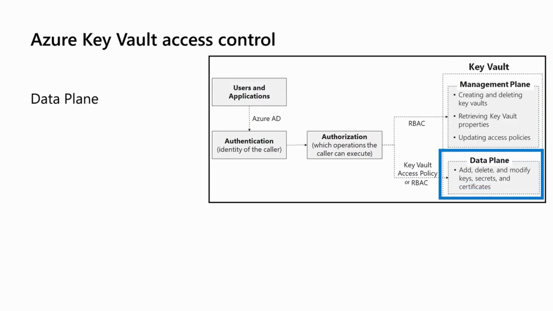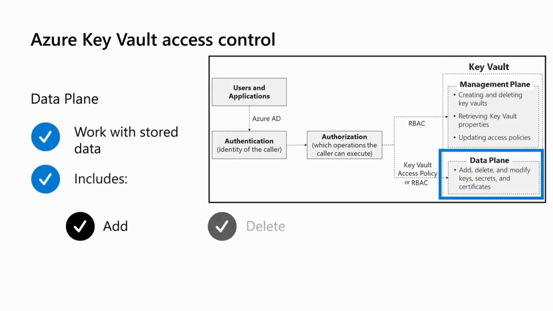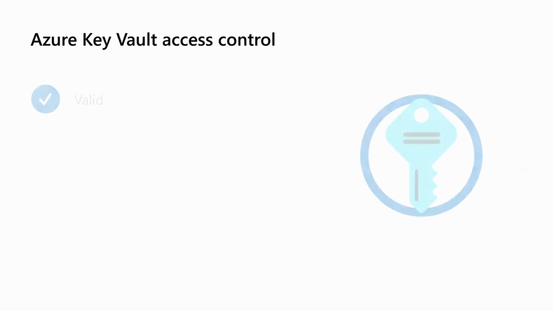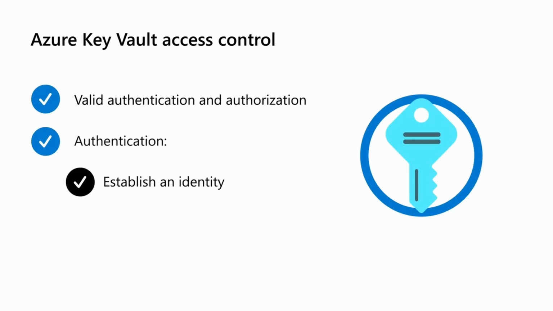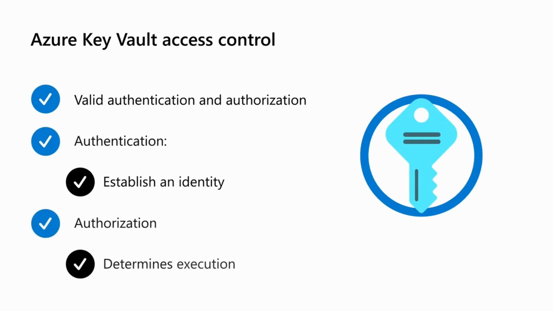While in the data plane, you must work with the stored data in an Azure Key Vault. Add, delete, and modify keys, secrets, and certificates here. All users or applications must have appropriate authentication and authorization to access Azure Key Vault. Authentication helps to establish an identity, while authorization determines the execution of the caller's actions.